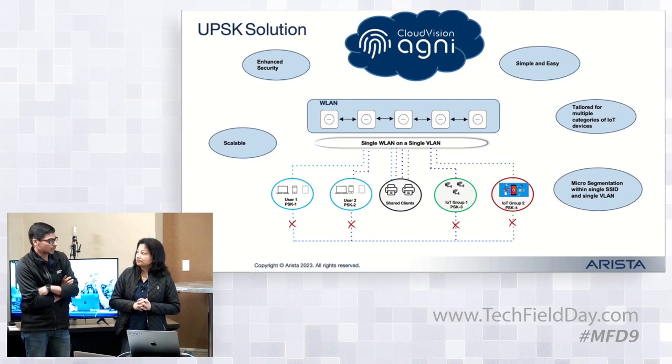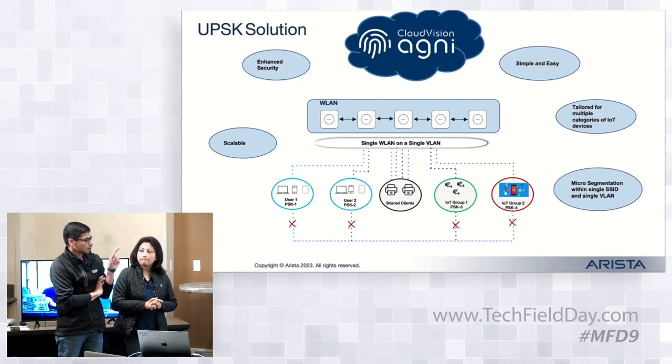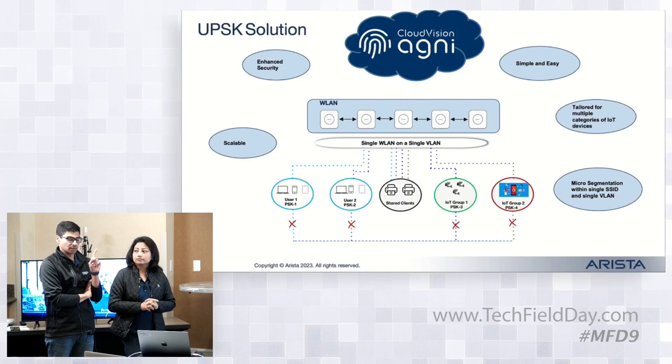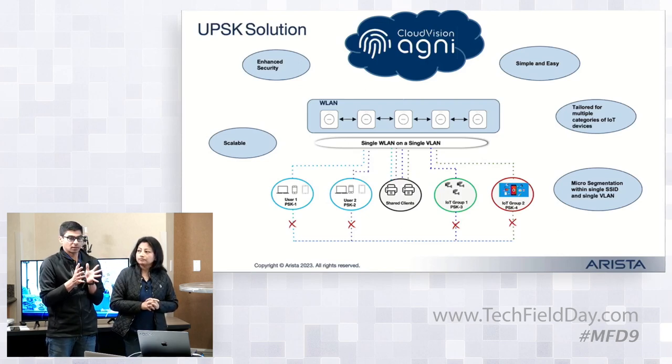The one thing to note is what is unique with this: you don't need a controller, you don't need any appliance. That's our distributed controller AP architecture. Even if the clients belong to the same PSK group and are connected to different APs, we can enforce segmentation at the source, at the AP. And that's very, very unique to us.